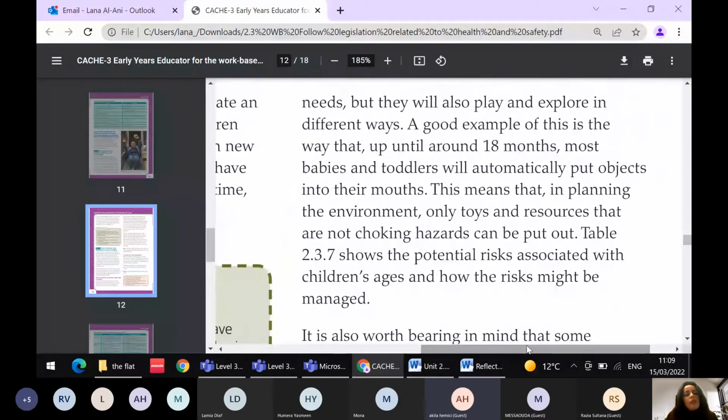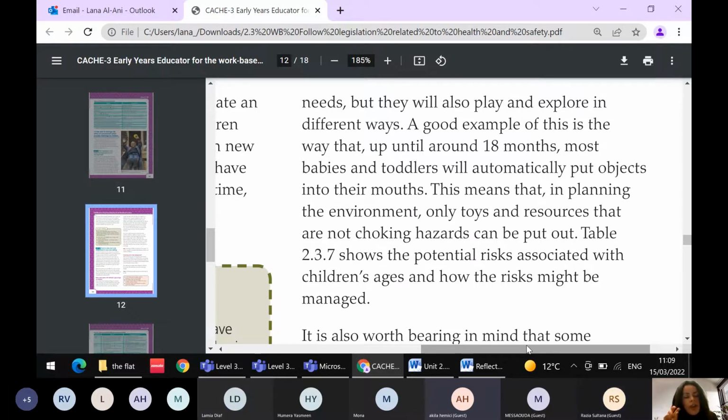And also we need to monitor many things. For example, until they are 18 months, most babies and toddlers will automatically put objects into their mouth. Are these objects clean and good enough? Or should we just take them out as soon as they put them in their mouth?